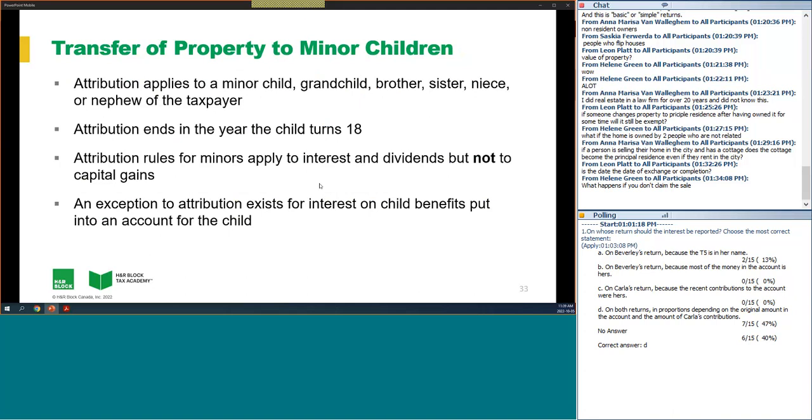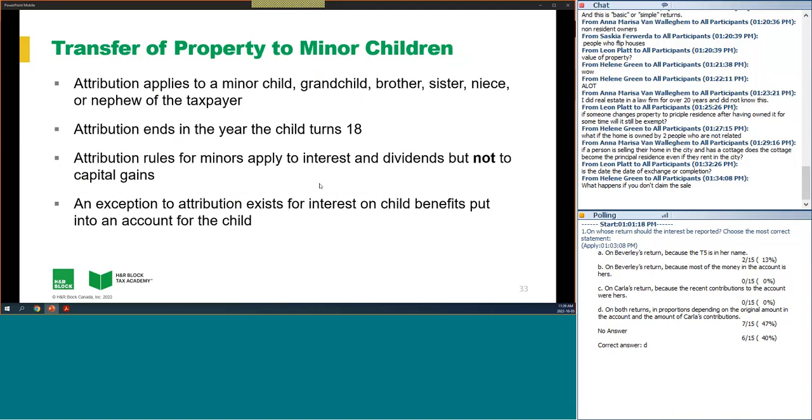If you put assets in a minor child who is your child, grandchild, brother, sister, niece, or nephew, that means under 18 and related to you. We'll talk about what a child related to you is later. So for now, use what you know of it, and then we're going to make it more complicated later, because that's what I do in this course.